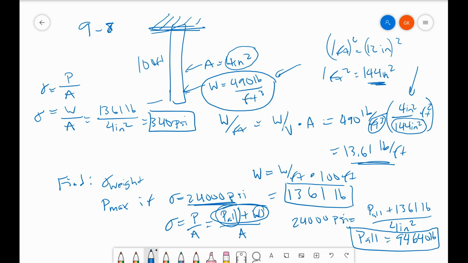Another way we could have done that was to simply take our allowed stress and subtract off the stress due to the weight to start. That would have effectively done the same thing. Then our load would have been exactly what we just calculated. Otherwise, we would have had to worry about adding the weight to our load to solve.